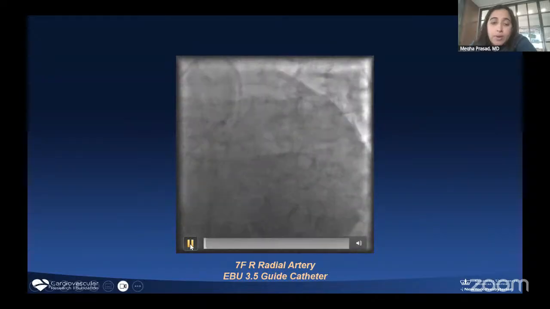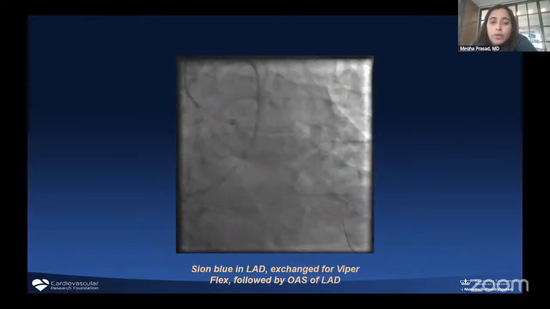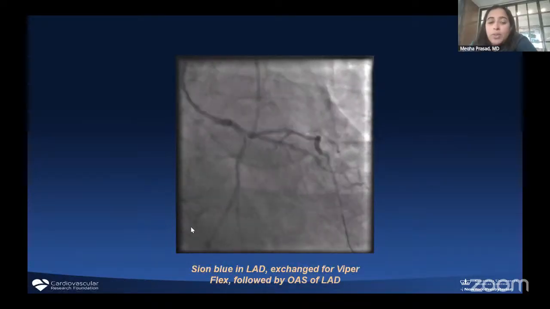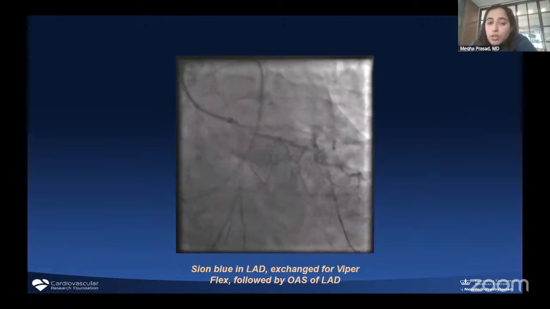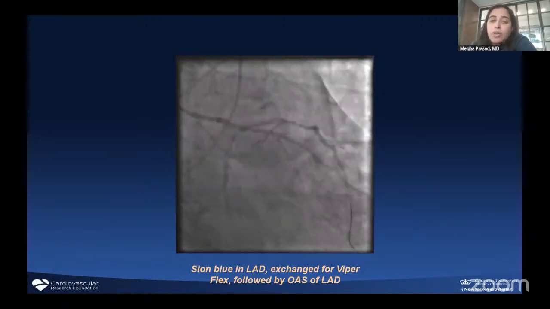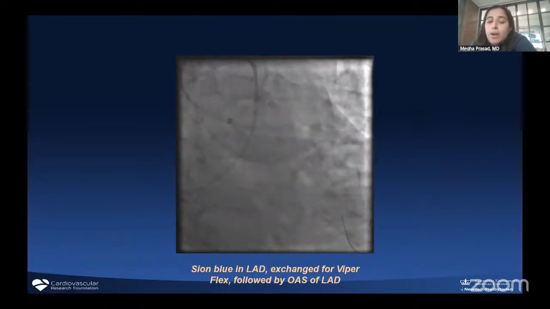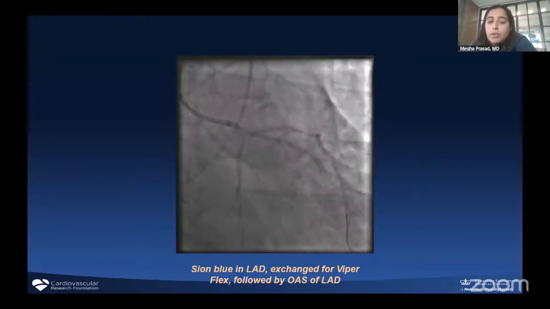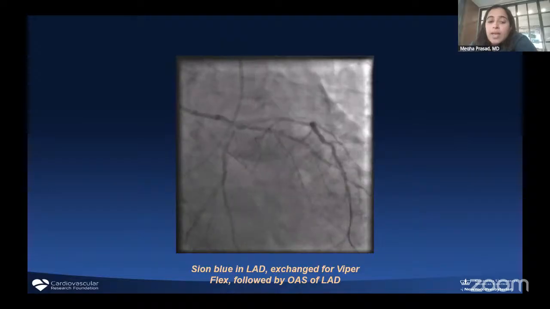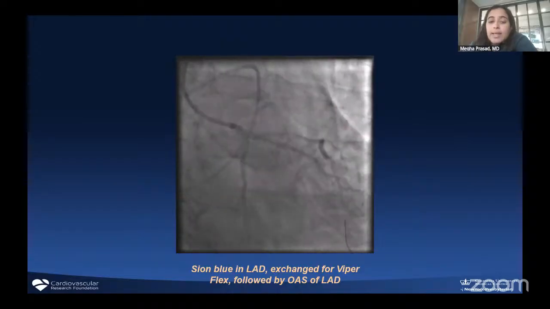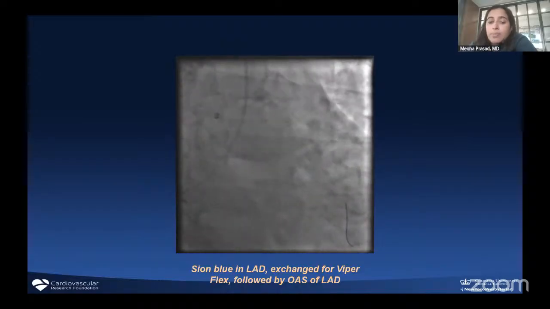In this view, actually, the left main did not look terrible. And we took another view here. I should mention that with the creatinine of 1.6, we did begin gentle hydration according to the POSEIDON protocol, so half of what the POSEIDON protocol recommended, just to monitor, to make sure that he didn't end up with any AKI after the procedure. We placed a Zinn blue in the LAD, exchanged that for a ViperWire Flex, and then proceeded with orbital atherectomy of the LAD initially.